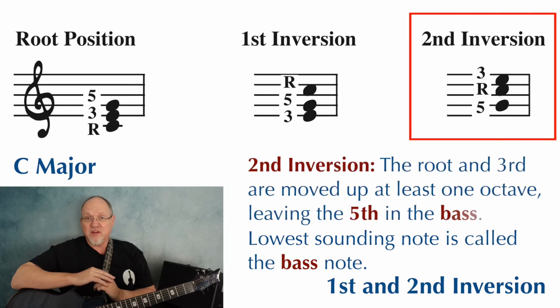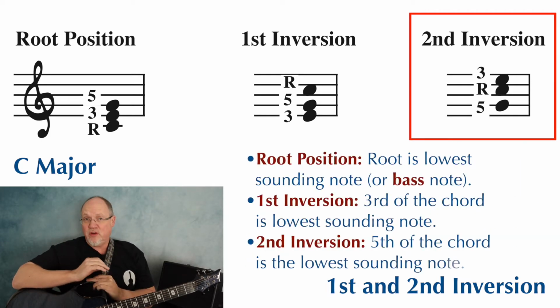This third chord is also a C chord. This one is in second inversion. So in second inversion, the root and third are both moved up at least an octave, and the fifth is left as the lowest note of the chord. We can see from bottom to top, we have a fifth, then a root, and a third.